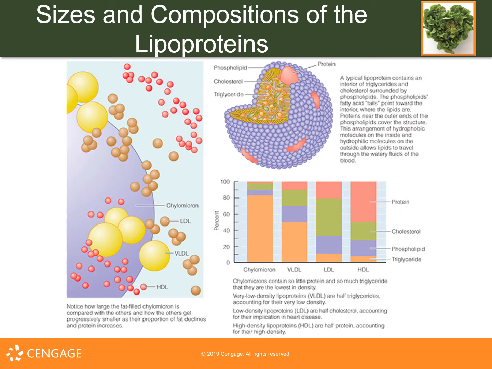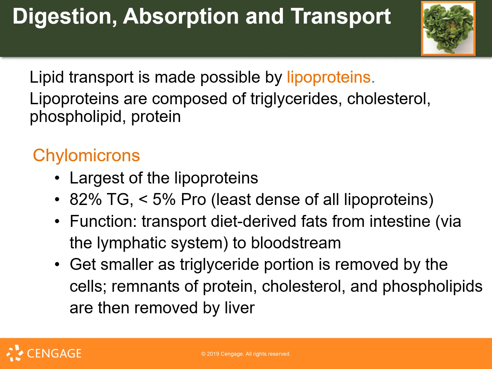Now we will introduce lipoproteins. There are 4 types of lipoproteins that transport lipids. The 4 types include chylomicron, VLDL, LDL, and HDL. A typical lipoprotein contains triglycerides and cholesterol inside and a phospholipid outer layer. Lipid transport is made possible by lipoproteins. Lipoproteins are composed of triglycerides, cholesterol, phospholipid, and protein.